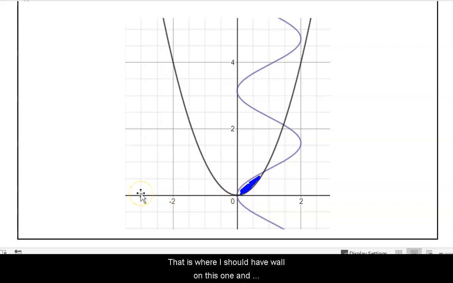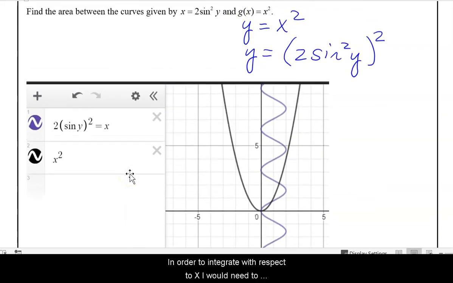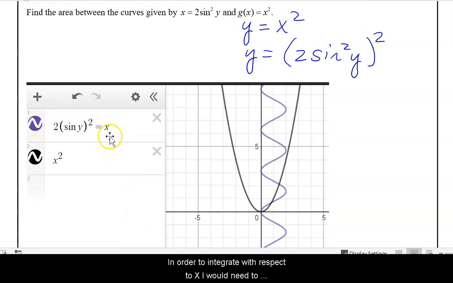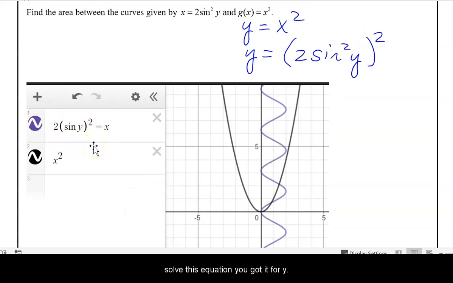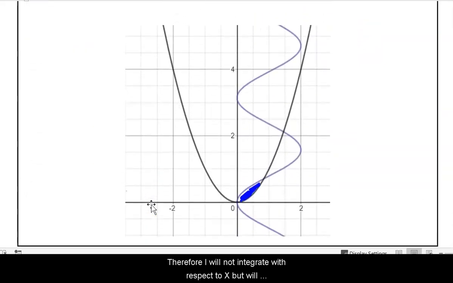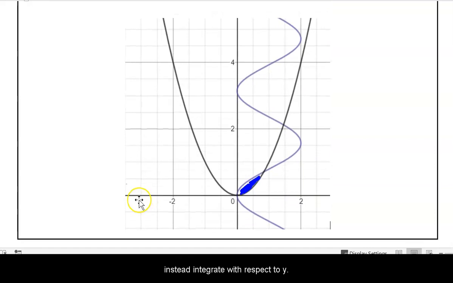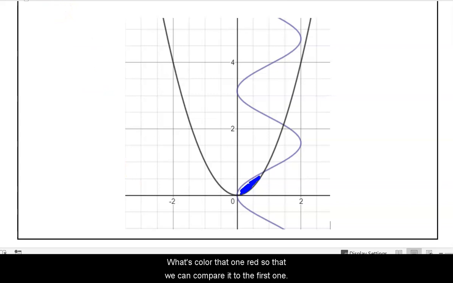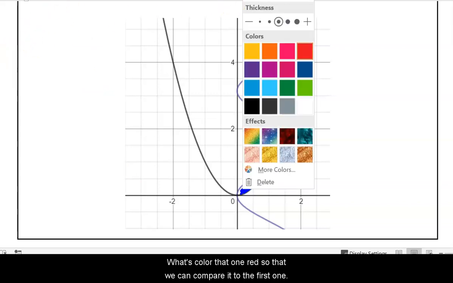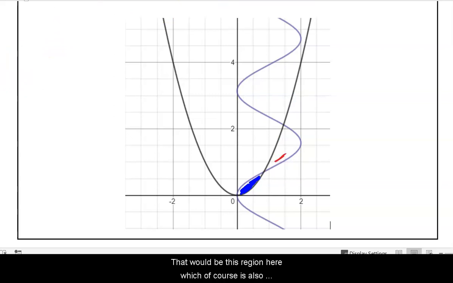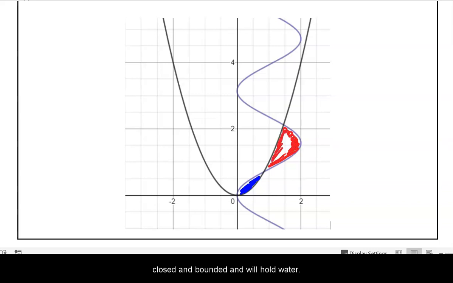That is where I hit a wall on this one in integrating with respect to x. In order to integrate with respect to x, I would need to solve this equation, you got it, for y, and that would involve the arcsine function, which I would like to avoid. Therefore, I will not integrate with respect to x, but will instead integrate with respect to y. What about this other region that we're looking at? Let's color that one red so that we can compare it to the first one. That would be this region here, which of course is also closed and bounded and will hold water.